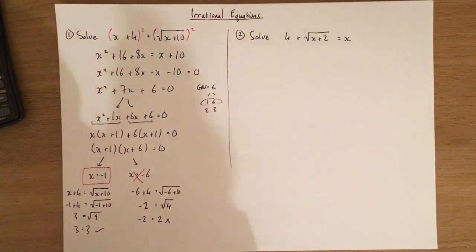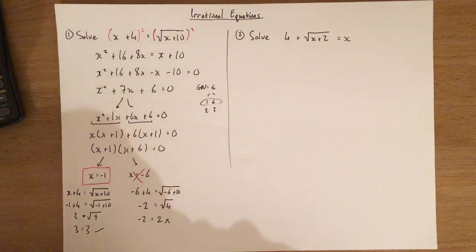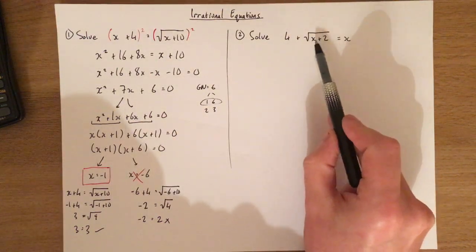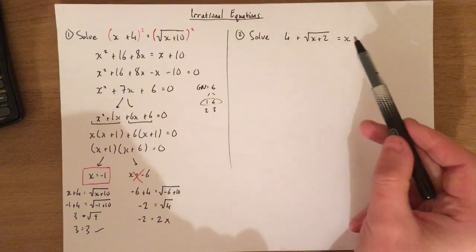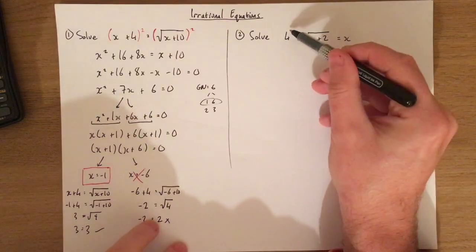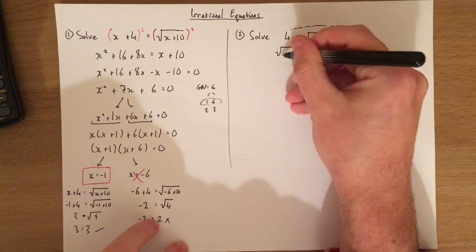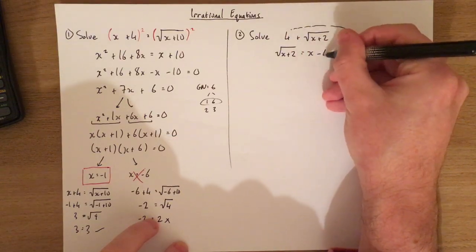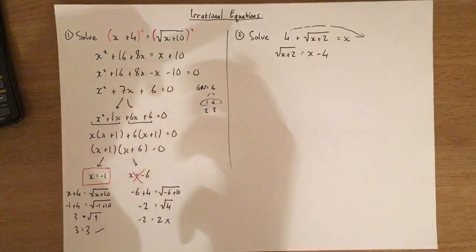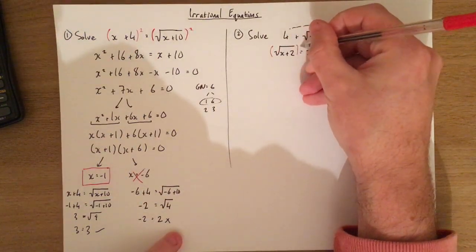So example 2 over here: 4 plus the square root of x plus 2 is equal to x. It looks a little bit different to the way the first one started. Before you square to get rid of the square root, you need to isolate it. You need to get that square root on its own. So in this question, I'm going to move the 4 over to the other side. So I'm going to get the square root of x plus 2 is equal to x minus 4. Bring 4 over, it becomes minus 4. So you need to get the square root on its own. So I'm going to square both sides.